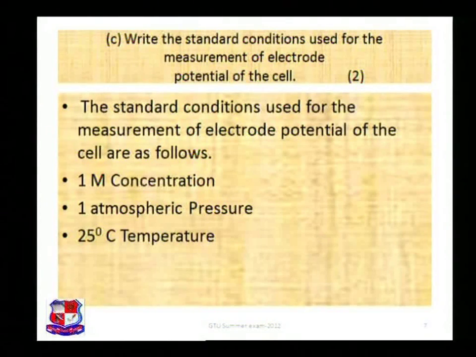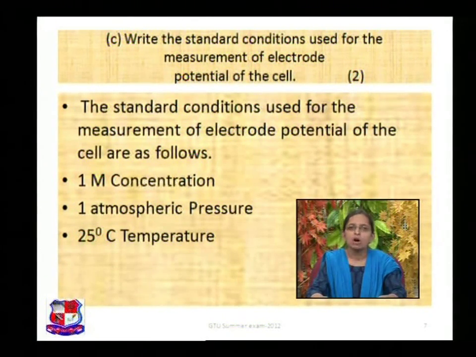You can see here the third thing: write the standard conditions used for measurement of electrode potential of a cell. You can see very clearly here the 3 conditions on which your standard hydrogen electrode is working, that is 1 molar concentration, 1 atmospheric pressure, and 25 degree Celsius temperature.